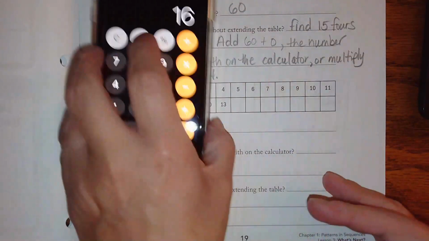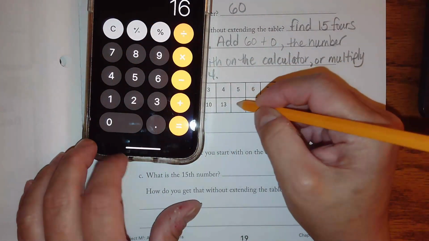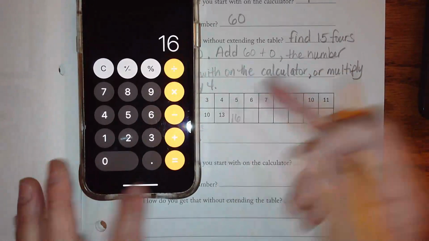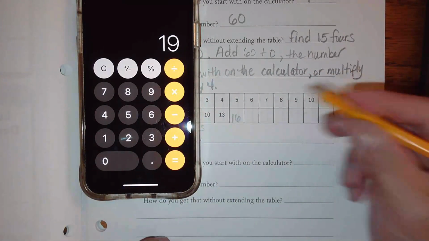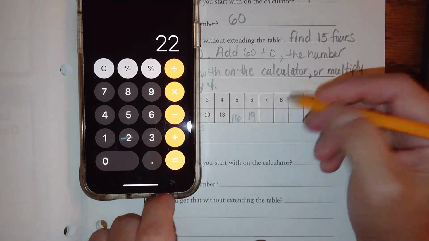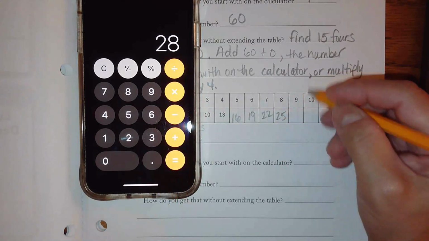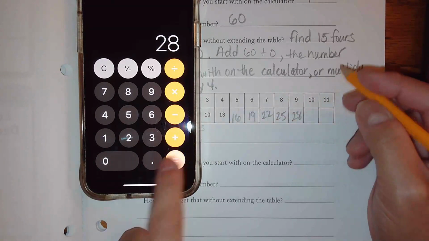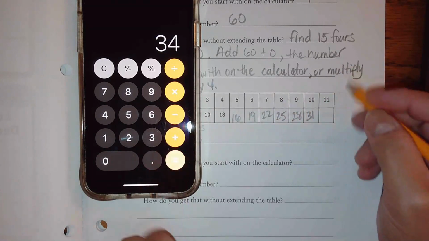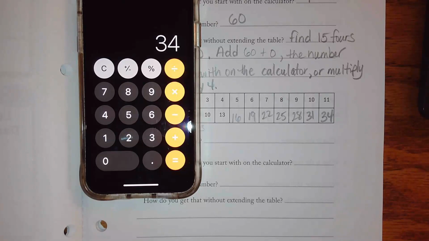I'm going to move my calculator over here for a second. So this is 16. Just pushing equals again. 19, equals, equals, equals, equals. Okay, so there's the rest of my pattern.